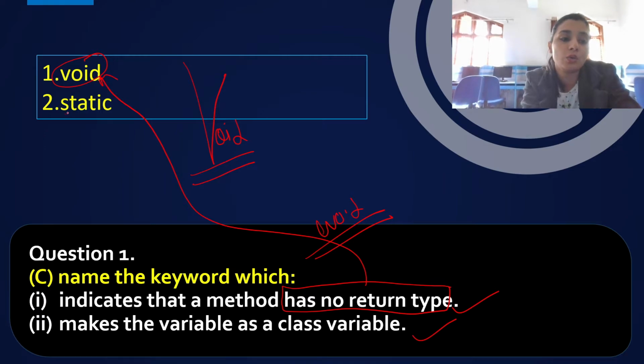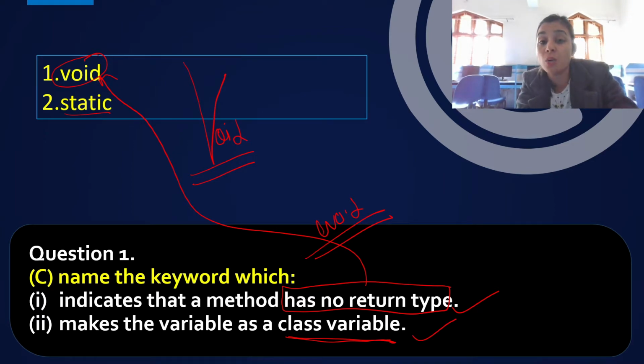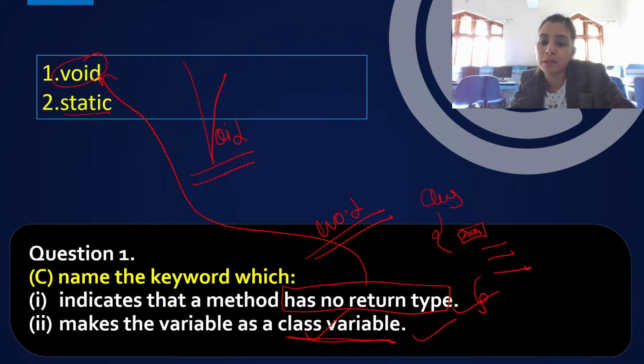Void is a keyword, and the static keyword is what we use for the class variable, right? So for the class variable we use the static keyword. Static variables are inside the class but outside the function, and they have the static keyword. Those are called class variables. The variables which are inside the function are always called local variables, right?